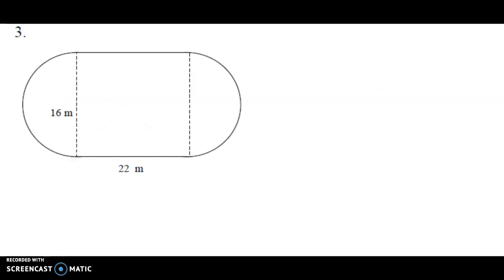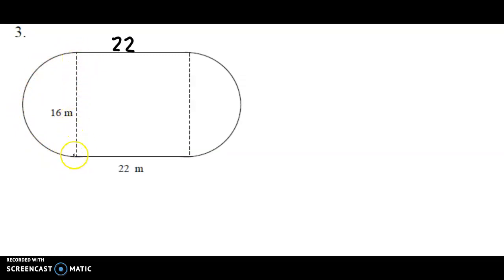Okay, number 3. Number 3 is different because you see we've got these curved sides, so these are parts of a circle. But the first one I'm going to find is this straight side, because straight sides are the easiest using properties of our rectangles. These are opposite of each other, so this one is 22. And now I'm going to find the curved edge.